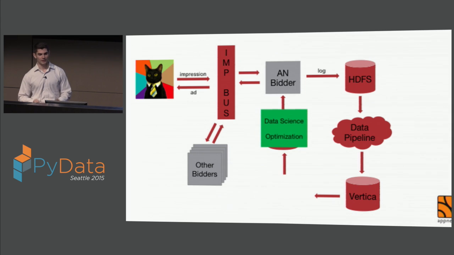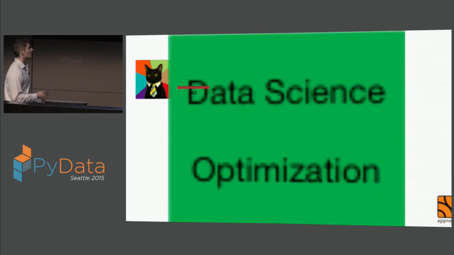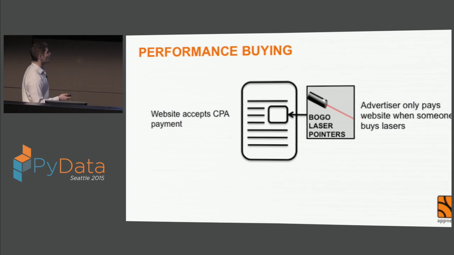Great. So today we're going to talk about a very specific problem of the data science and optimization teams. We're going to zoom in a little more into performance buying. Performance buying is a very specific type of transaction that happens on the AppNexus exchange. It's when a website will only get paid if a user engages with an ad. For example, a user clicks on an ad, or a user makes a purchase based off of an ad.